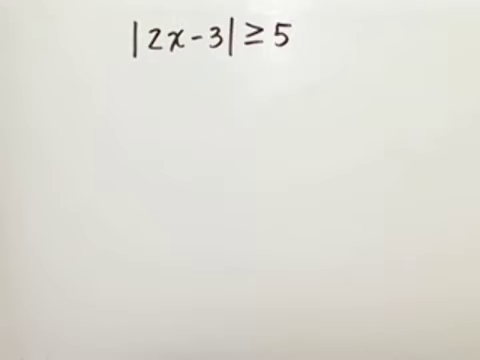Let's solve the absolute value inequality in two different ways. First, we'll use the boundary point method, then we'll use equivalent absolute value equations. Let's solve the absolute value inequality by the boundary point method.